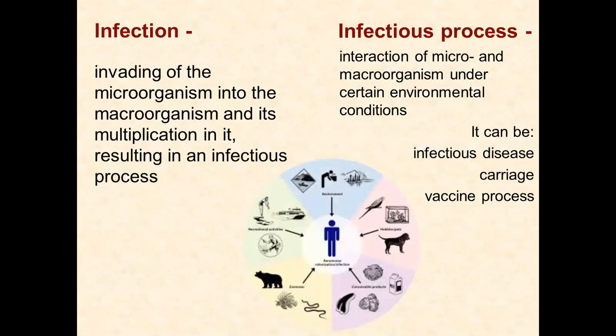So what is infection? Infection is invading of the microorganism into macroorganism and its multiplication inside host organism, which is resulting in infectious process. Infectious process is an interaction between micro and macroorganism under certain environmental condition. It can develop as infection disease, carriage without clinical symptoms, or vaccine process after injection of vaccine.